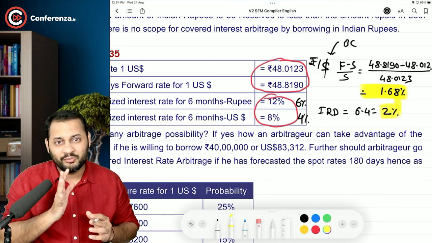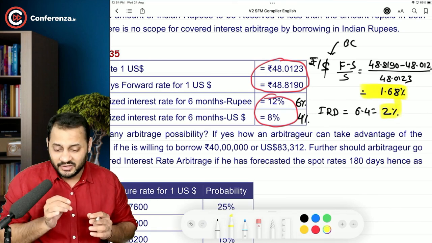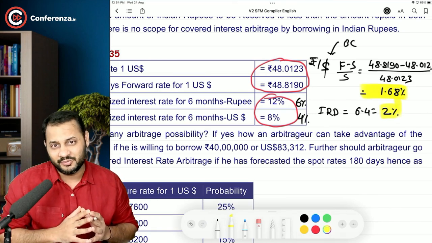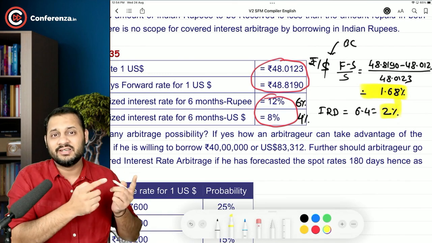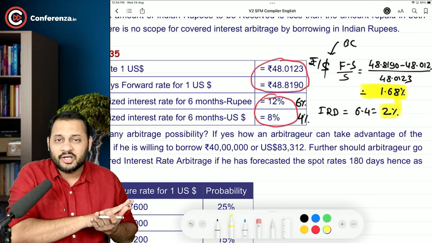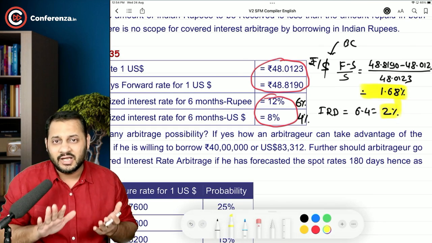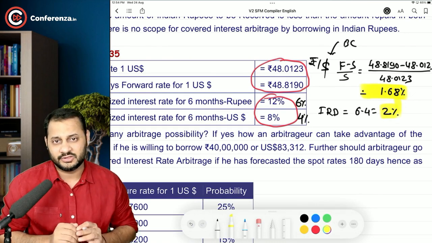1.90%, we will keep on borrowing in dollars for the arbitrage gain. 1.99%, we will keep on borrowing in dollars for the arbitrage gain. 2%. Now the 2% is the premium in dollar, 2% is the interest rate differential. You cannot borrow in any currency and invest in another currency to have arbitrage gain. Arbitrage gain is not possible.